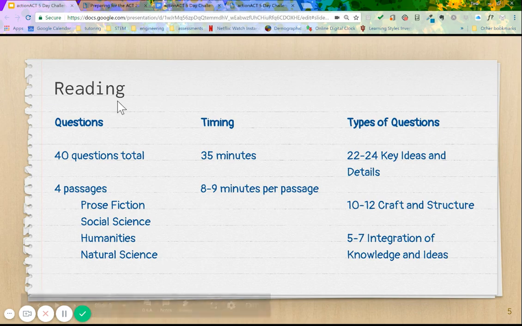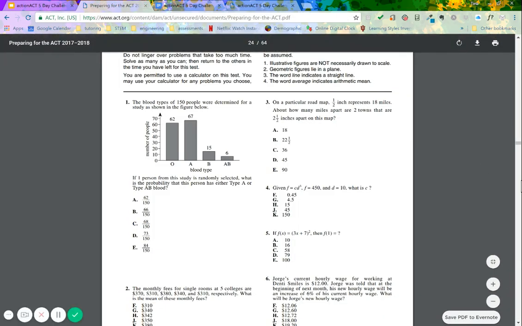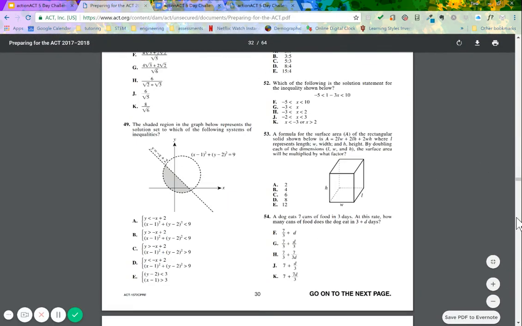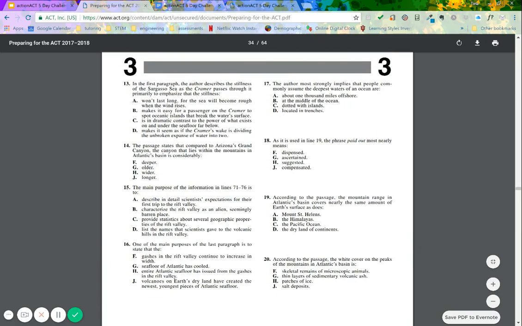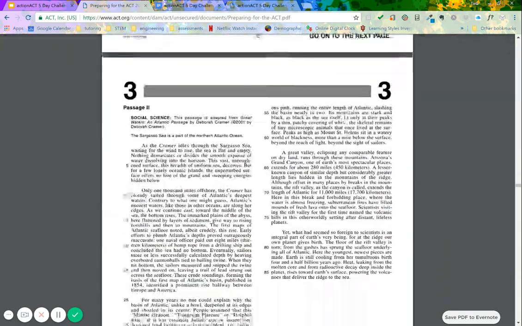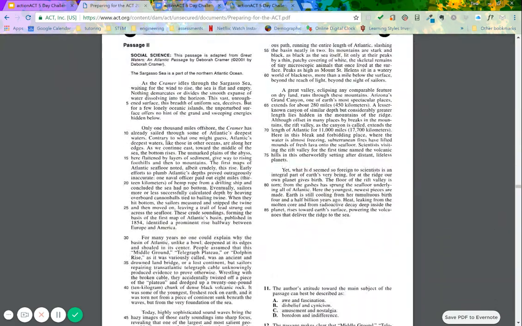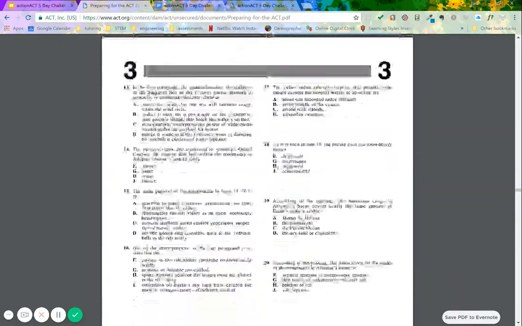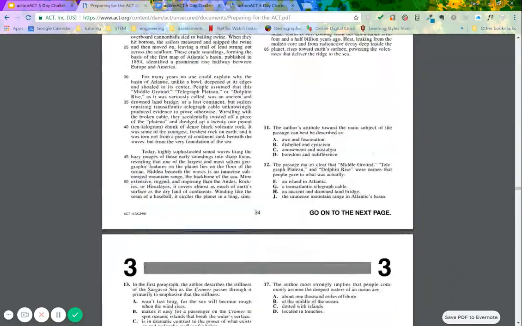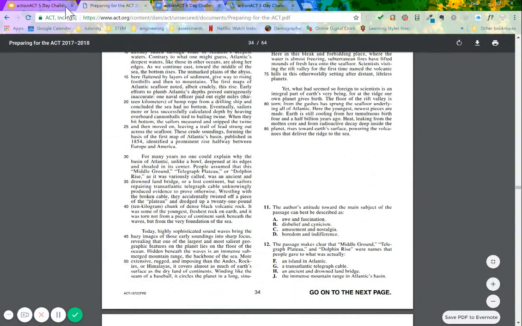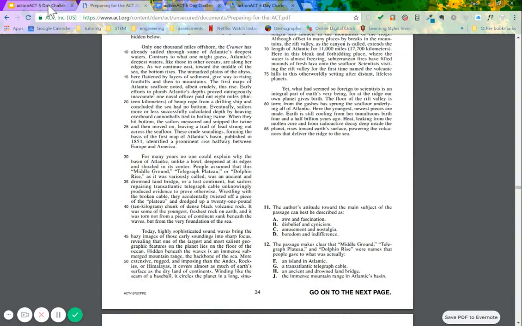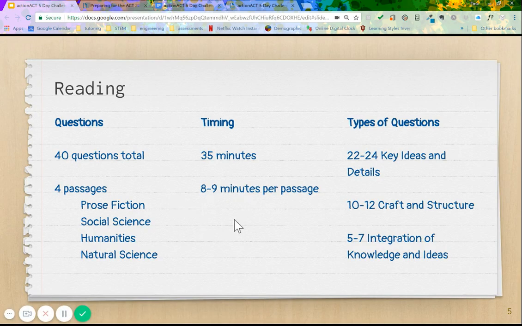That is not a lot of time, because in that 8 to 9 minutes, you need to read a full passage. So here's an example of the passage, and then answer 10 questions that go along with it. So that is not a lot of time. You have to really be moving. On Friday, I'll talk about strategies about how to do that as quickly as possible and as accurately as possible.